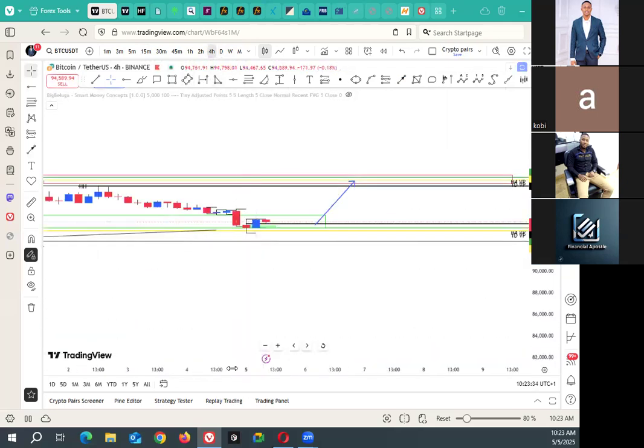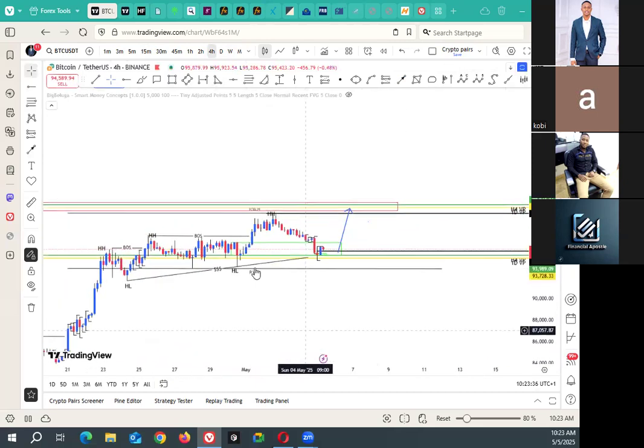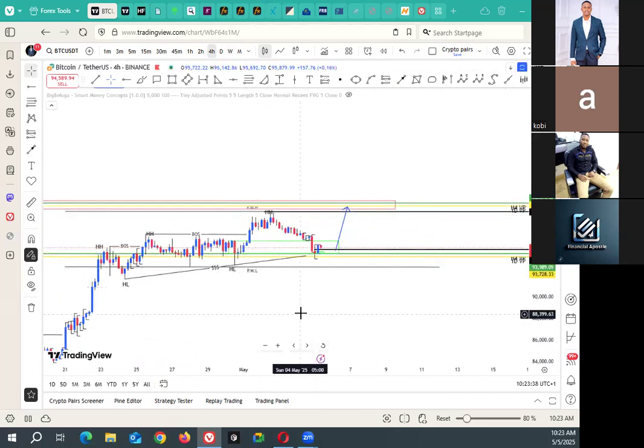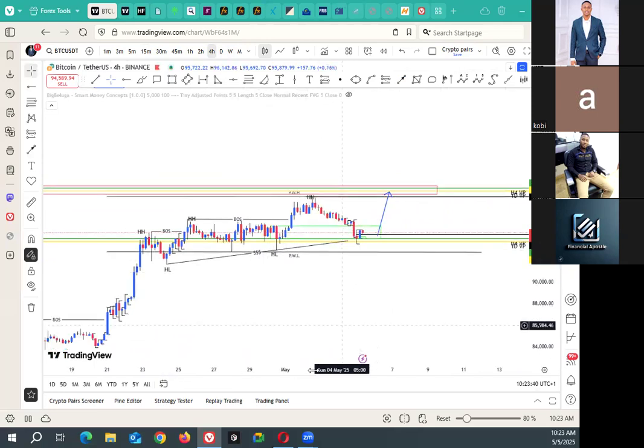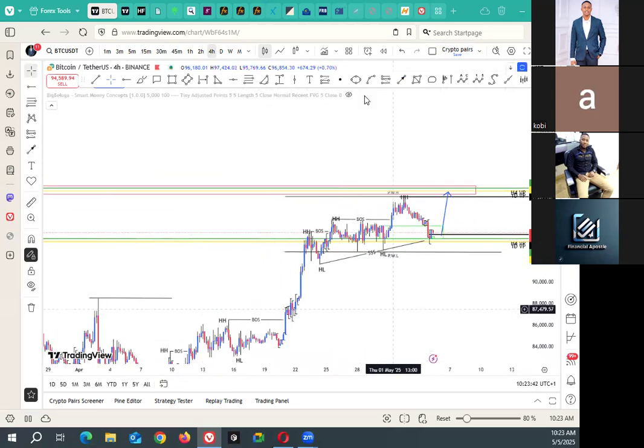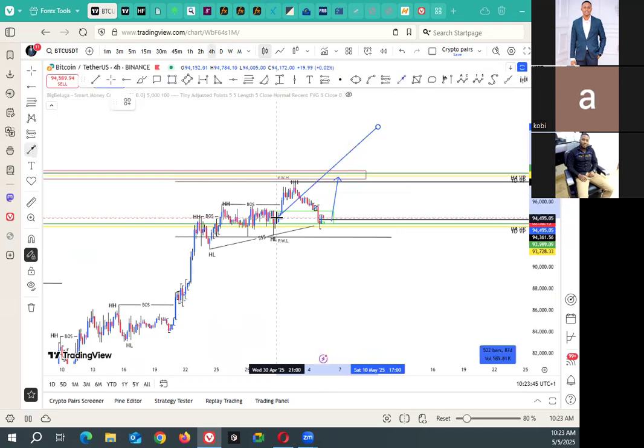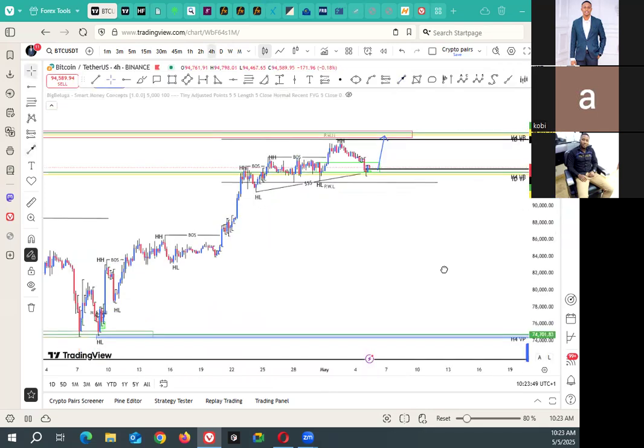Then on the 4 hours time frame, you can see clearly the 4 hours time frame demand as well has been marked out. Okay, this is the demand, for you guys that are confused about the demand on the 4 hours time frame. So you can see the structure here as well.